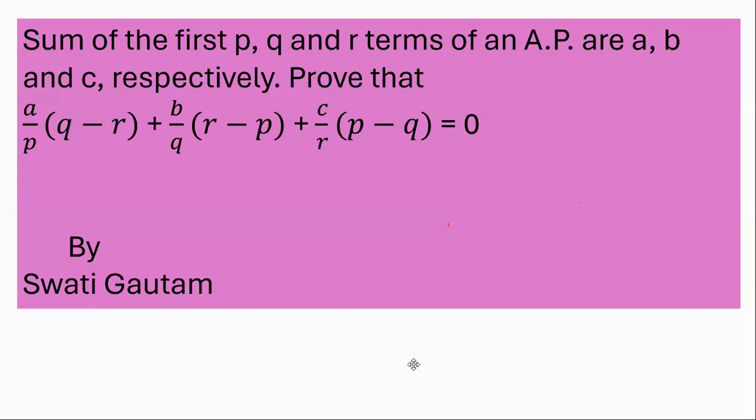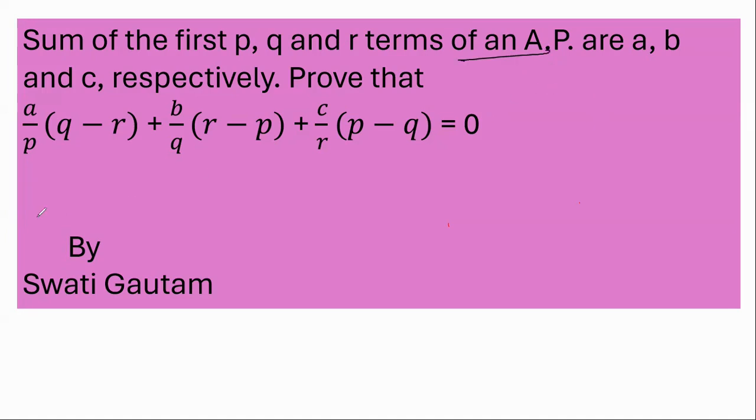Let's have a discussion about the question. The sum of first P, Q, R terms of an AP are A, B and C respectively. Prove that this is equal to 0. So what is the question? Please understand the question very carefully.